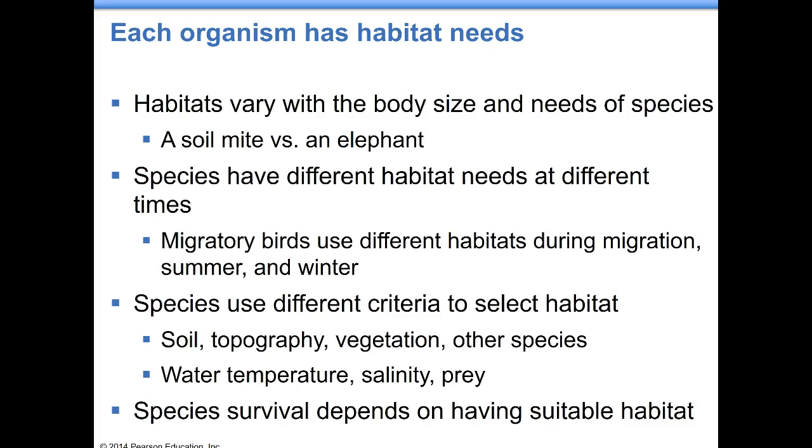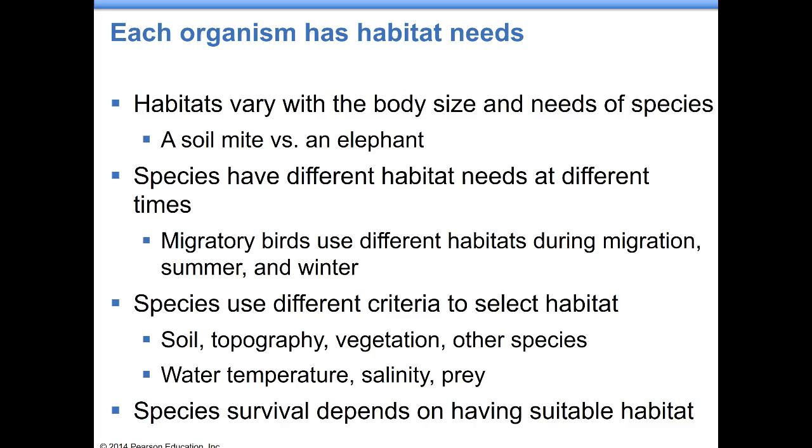The topography of the land. Is it flat? Is it mountainous? The types of vegetation that's there. We have deciduous trees, and that means that in the wintertime, our trees lose their leaves, and in the spring and the summer, they get their leaves back. So there's the vegetation that's available and the other species. What other species are there, because they could be predators of them as well, or they could compete for the same resources. That's something else that we have to take into consideration.